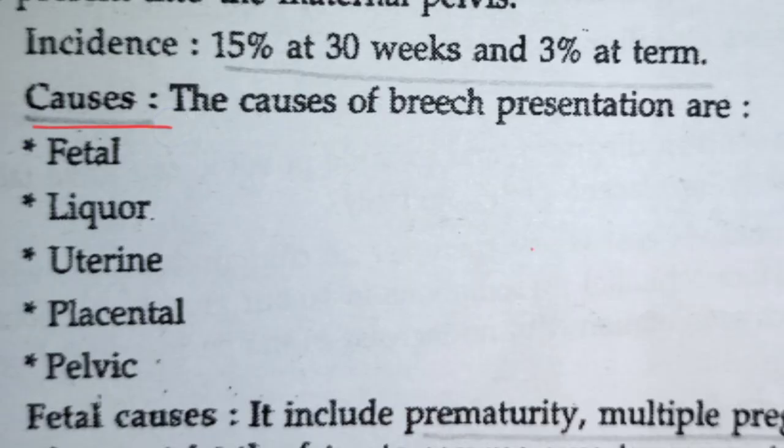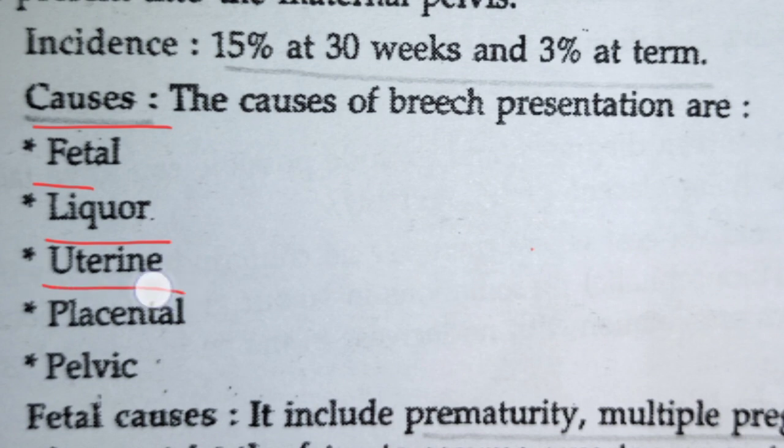Causes of breech presentation. The first is the fetus. If the delivery is occurring preterm, at that time breech presentation is seen. Generally, more preterm babies are in breech presentation. Apart from this, multiple pregnancy, or if the fetus has any abnormalities or any infection, congenital infections, can lead to breech presentation. And next, liquor. Liquor is nothing but amniotic fluid, either polyhydramnios or oligohydramnios. Any such condition can lead to breech presentation.